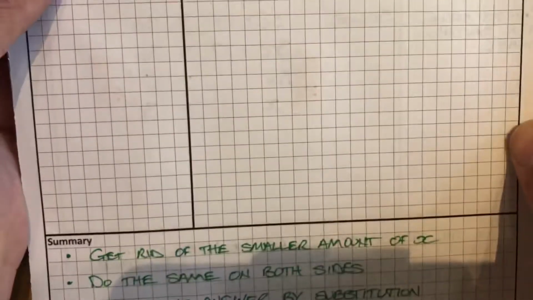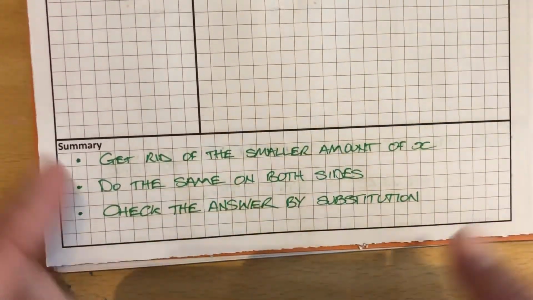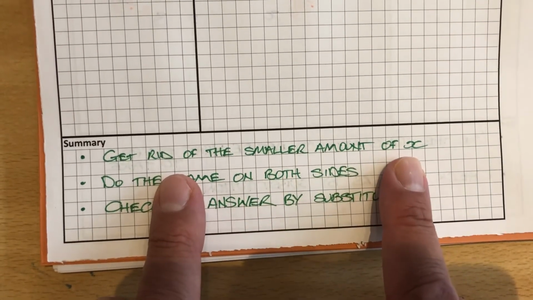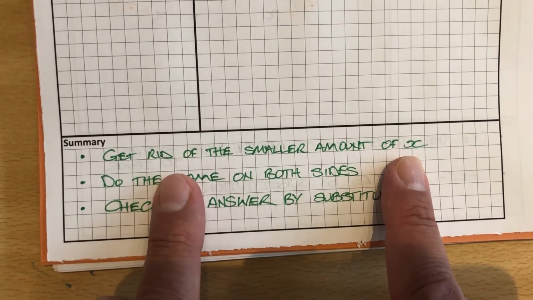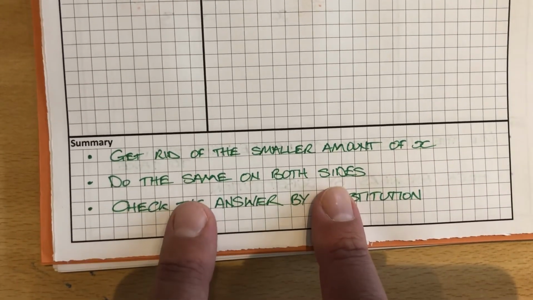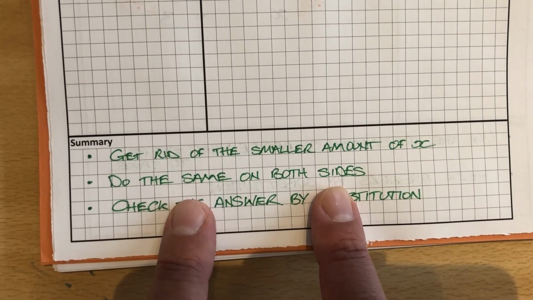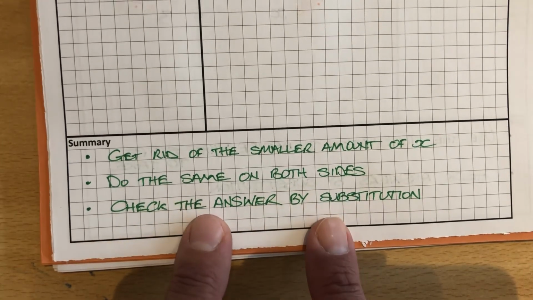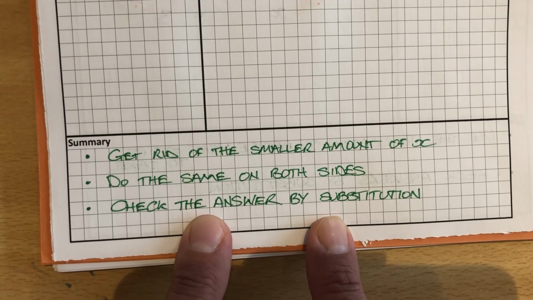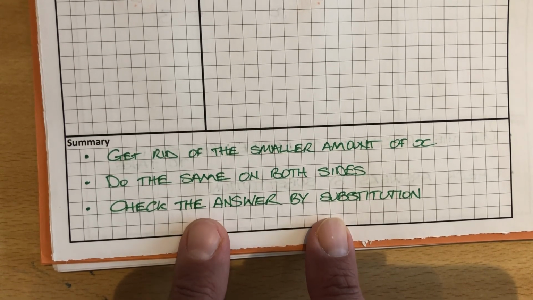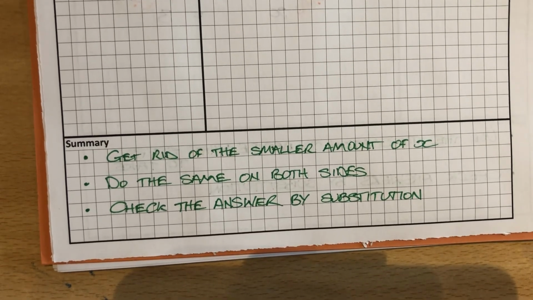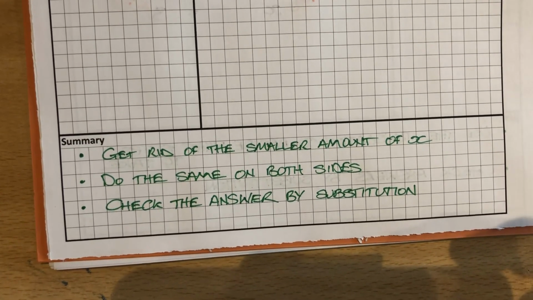Summary. You've got x's on both sides. Get rid of the smaller amount of x. Take them away. All right. Always do the same on both sides. At the end, substitute back into the top line to check whether you are correct. Right, have a go, see how you get on, let me know. I'll get back to you later.